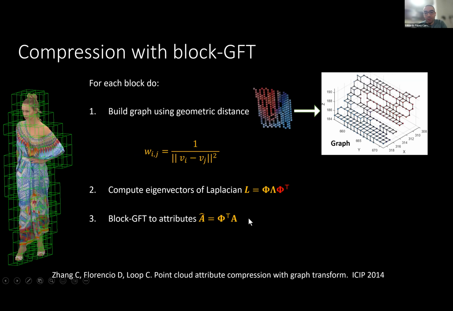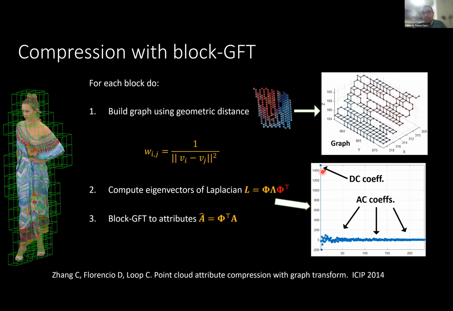You can apply the graph Fourier transform to the color attributes. Here on the right, you can see that there is one very high magnitude low pass coefficient, or DC coefficient, and several small magnitude high pass, or high frequency, coefficients. When you quantize and entropy code this, all these high pass coefficients go to zero or close to zero, and you get a very compact representation. You can do this for all the blocks, then quantize and entropy code everything, and you get a very efficient representation.